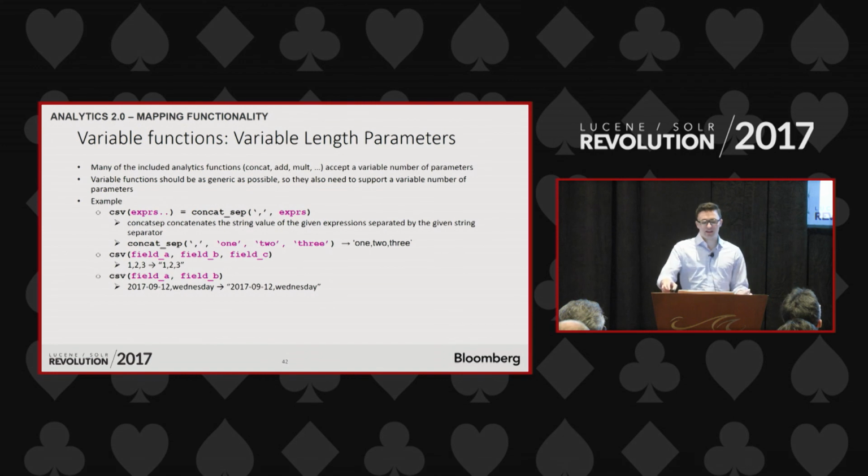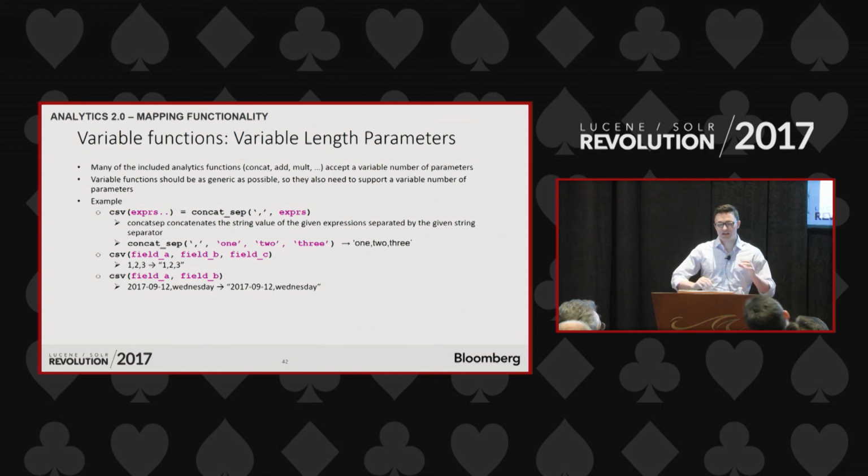You can do more advanced things with the variable functions. So since the analytics component has functions that take in a variable length of parameters, variable functions should also allow this. So CSV of multiple parameters should be able to take as many parameters as you would want to give it. And then we want to map that to a concatenate with a separator of comma of all those variables. So basically, the expressions that you give to the CSV function are just put into concat_sep separated by commas. It's pretty straightforward.